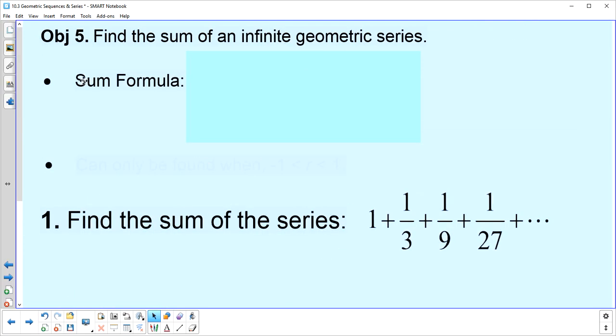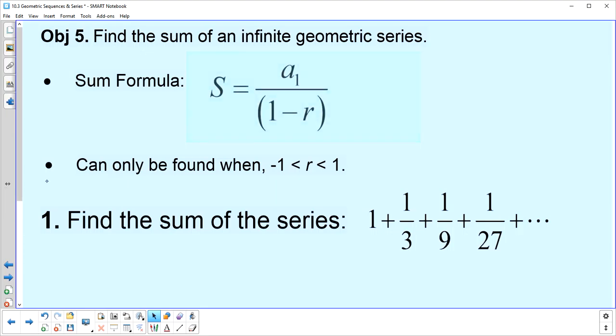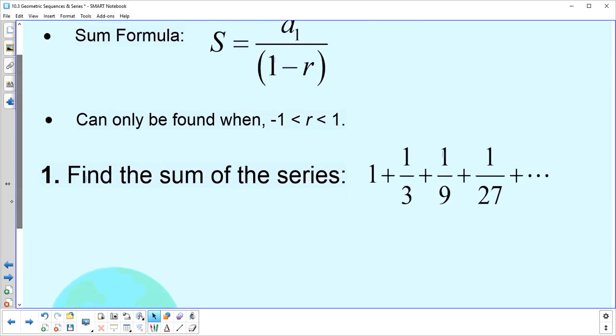Now for an infinite geometric series, first thing we can only do it when r is in between negative 1 and 1. So if we get bigger than 1 or less than negative 1, you can't find the sum. The sum is either going to go off to positive infinity or back down to negative infinity. It only works when r is between 1 and negative 1. And it's a little simpler here. We're just going to take a sub 1 over 1 minus r.